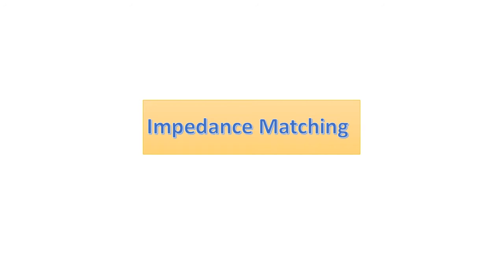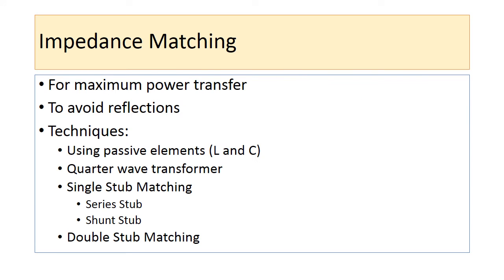Now we are going to study the impedance matching in transmission line. Why is impedance matching required? For the purpose of maximum power transfer and to avoid the reflection, impedance matching of a transmission line to a load is required. Main techniques are the LC using the passive component, L or C component, lambda by 4 or the quarter wave line, which is also referred to as the quarter wave transformer.